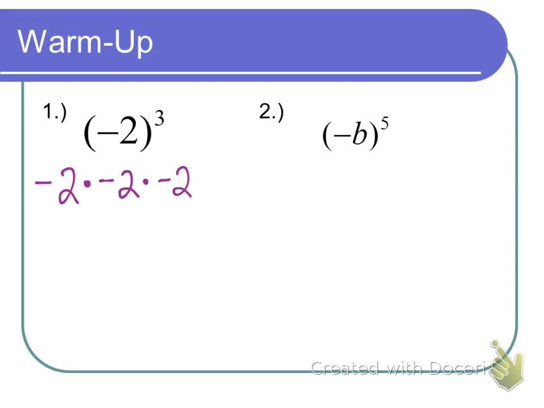All right, so then all we have to do is multiply those together to get our answer. What is it, Ellie? -8. So that's the answer to the first warm-up.